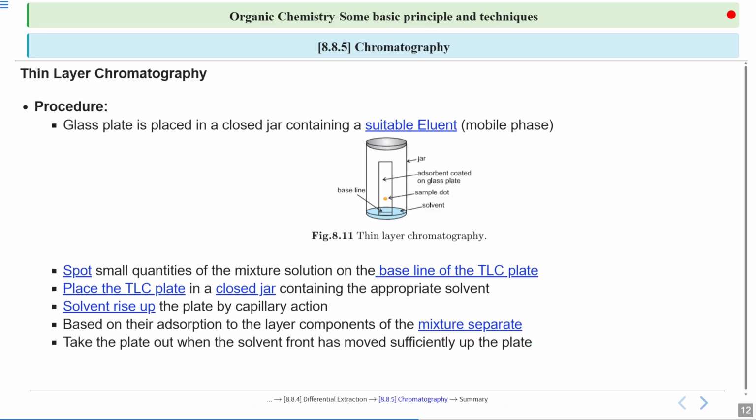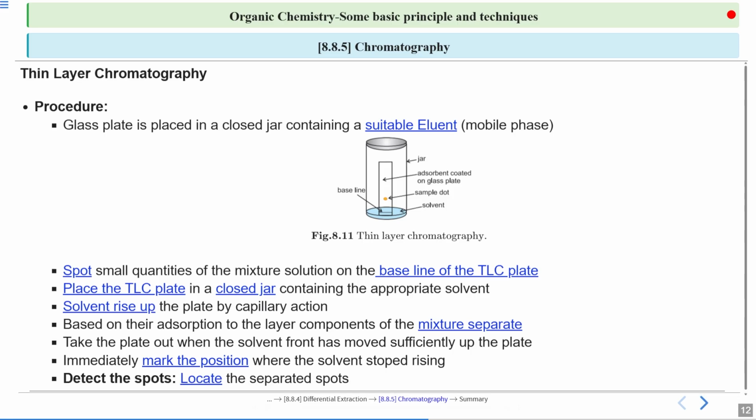Now take the plate out of the jar, and here timing is important to ensure optimal separation. As soon as you see a separation into different spots, just stop there. Next, immediately mark the position where the solvent stopped rising. This mark is crucial for calculating the RF value, which helps us in identifying the components. Finally, we detect the spots by locating the separated spots on the plate. This step allows us to analyze the result and determine the composition of the mixture.